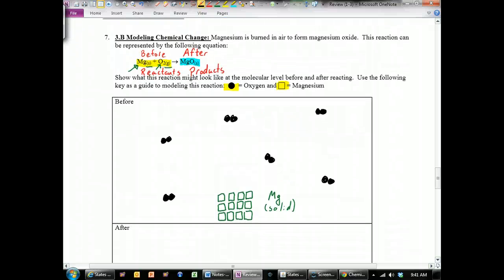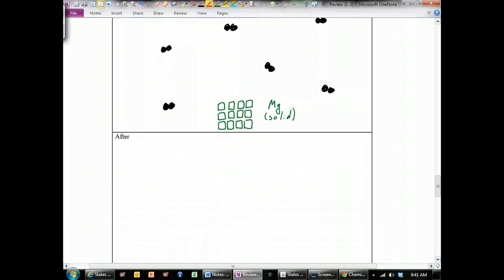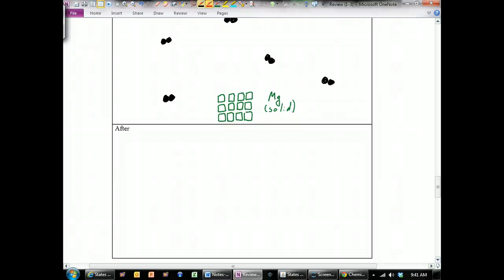If we go back up to the equation, the after, or the product, is MgO, and it's in the solid state. The ratio is 1 magnesium to 1 oxygen. So I'm going to draw a solid, and when I draw it, for every 1 magnesium I draw, I'm going to draw an oxygen, and I had a total of 12 magnesiums, so I'm going to draw 12 magnesiums down here.